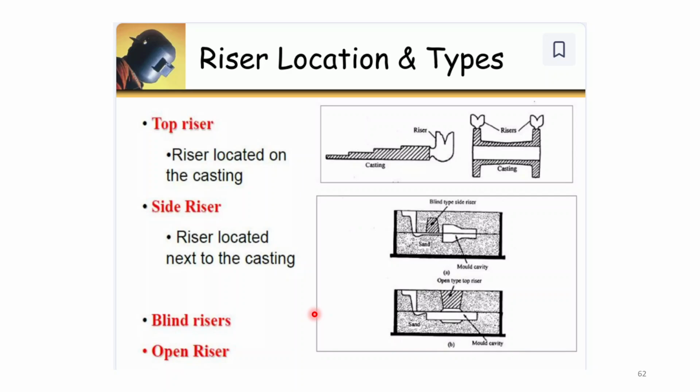Now, based on their location, risers are divided into various types. First you have the top riser. Top meaning it will be at the top of your mold, right? So in this case, the riser is located on the casting. Side riser: the riser is located next to the casting. So it will be near the casting, it won't be on top of the casting. As shown here, above the casting, due to gravity it will keep on providing liquid metal, and the solidification will start from the upwards.